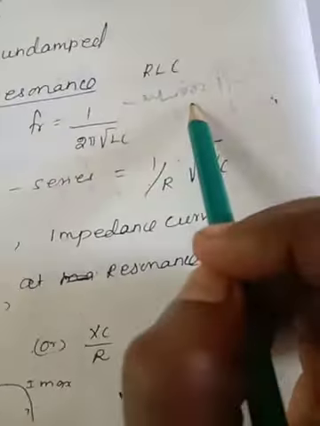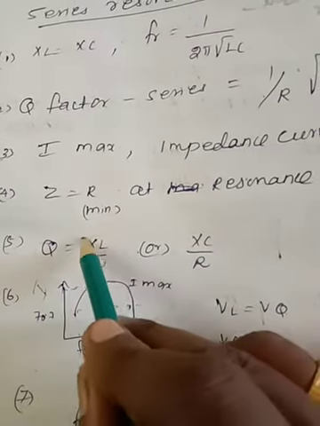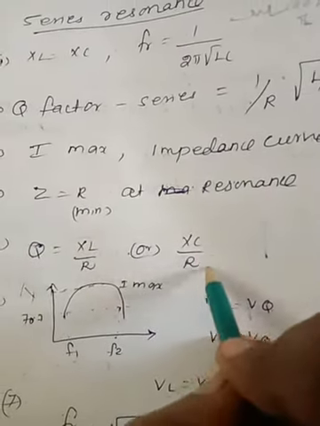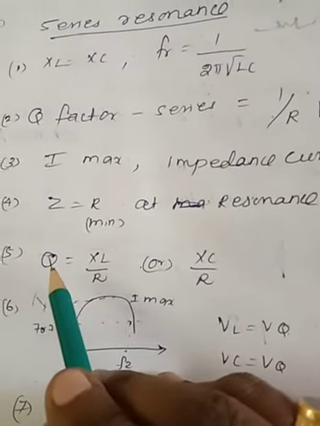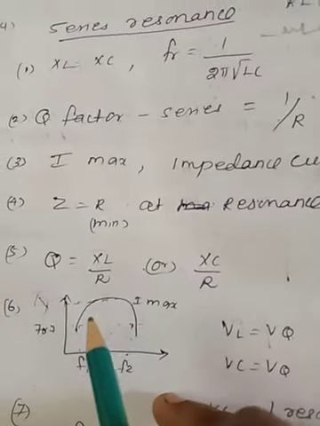The Q factor for the series resonance circuit formula: Q is equal to 1/R into root of L/C. Okay, so next one, in the series resonance circuit, the current is maximum and the impedance is minimum at resonance. So this is a valid key point. Next one, another formula for the Q factor is XL/R or XC/R. You can find out the Q factor using any of these two formulas.